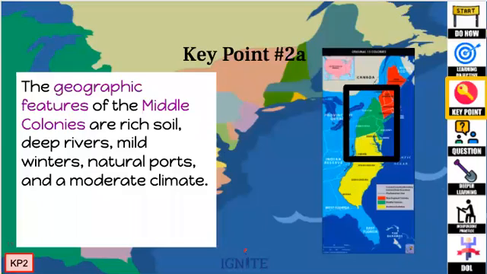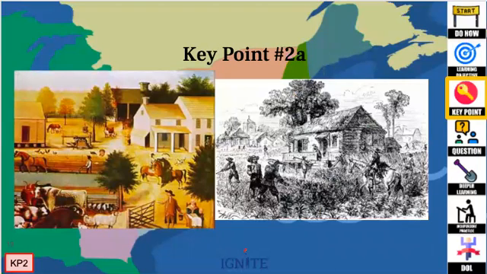We are now moving on to the geographic features of the middle colonies. The geographic features of the middle colonies are rich soil, deep rivers, mild winters, natural ports, and a moderate climate. When we say a moderate climate, because the middle colonies are south of the New England colonies, they have a much nicer climate. They don't have those cold, harsh winters that the New England colonies have. Instead, their weather is more temperate and more mild year-round.